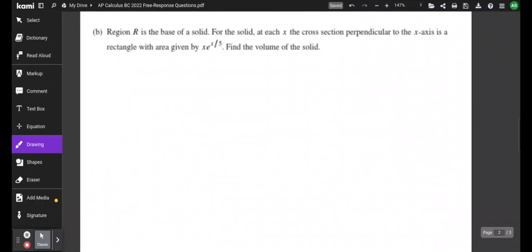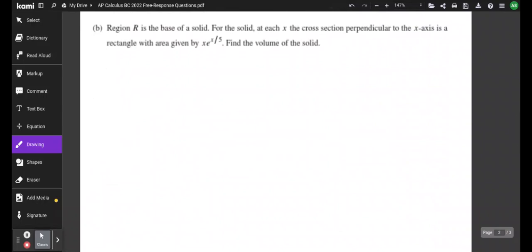Now, let's move on to part B. Region R is the base of a solid. For the solid, at each x, the cross-section perpendicular to the x-axis is a rectangle with area given by x e to the x over 5. Find the volume of the solid.